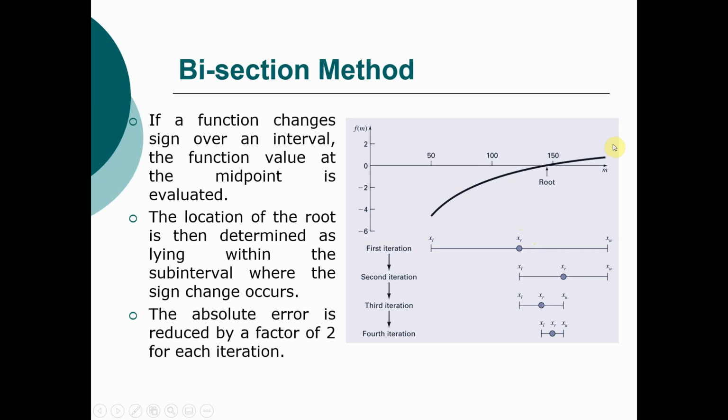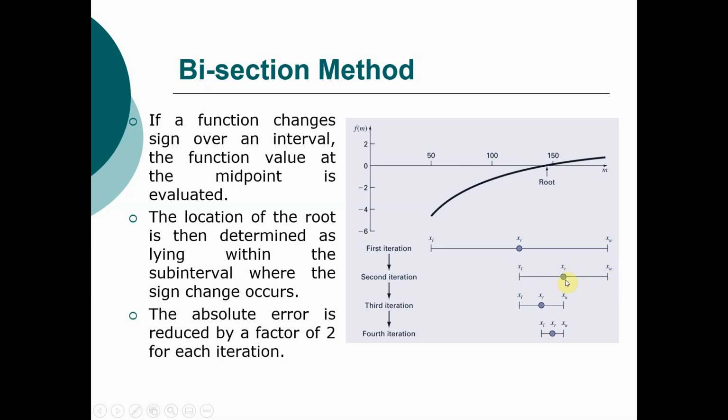So this graph shows you how the bisection method is done iteratively. In the first iteration we have x_l and x_u, the lower and upper bounds. f of x_l and f of x_u have opposite signs, right? We divide the interval by 2, so here we find the midpoint. f of the midpoint is negative, and f of x_u is positive, so now our interval is this one.